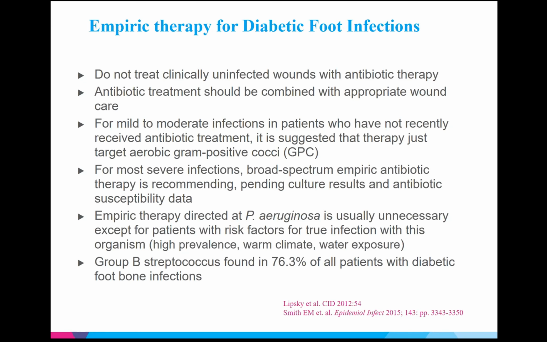For mild to moderate infections in patients who have not received antibiotic therapy, it suggests that the therapy just target aerobic gram-positive cocci: Staph aureus, group B strep, potentially even Enterococcus. So amoxicillin-clavulanic acid would certainly still be an option, especially in people who've never received previous antibiotic therapy. In more serious infections, though, you definitely need to start with broad spectrum antibiotics until you have culture results, right?